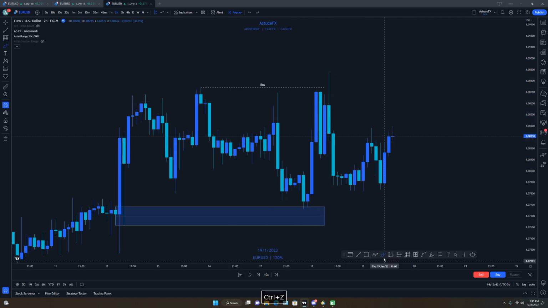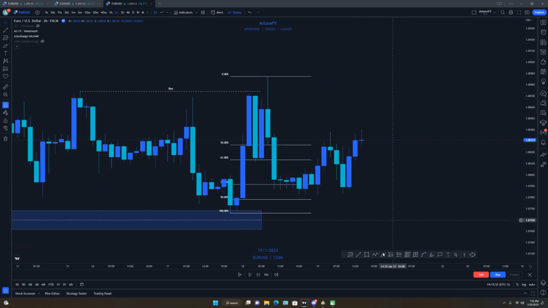First thing, break of structure. Second thing, a pullback to a discount. So if I take my fib from the low to the high here and I make it white, I want to see price going below this 50% for a buy, and below the 50% I want maybe some liquidity grab, or maybe some sort of demand zone below the 50%. That's what I'm looking at.